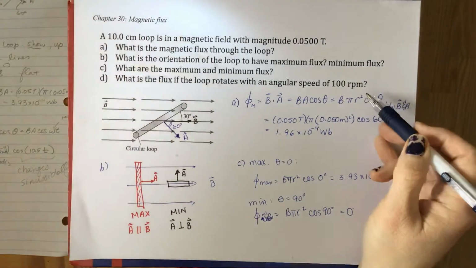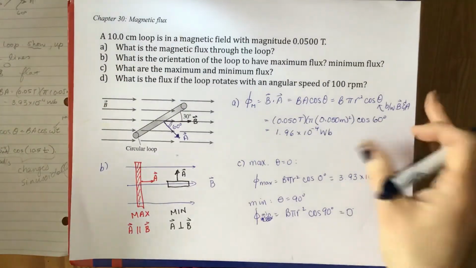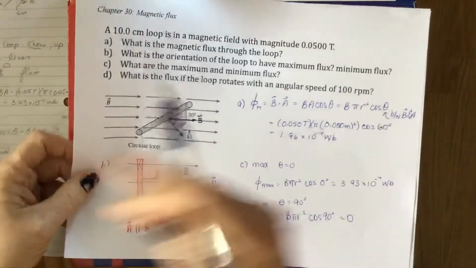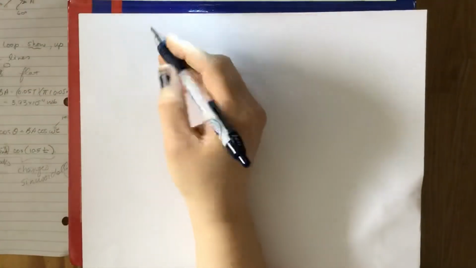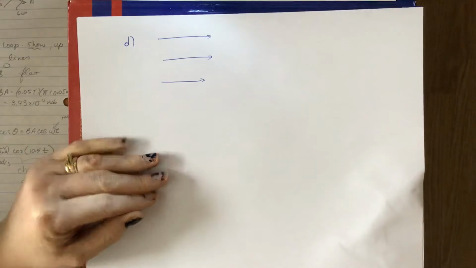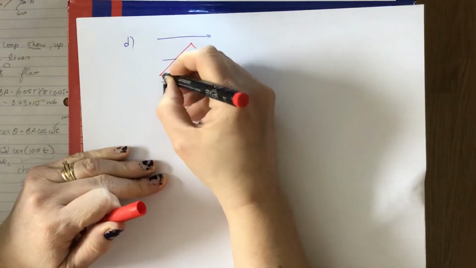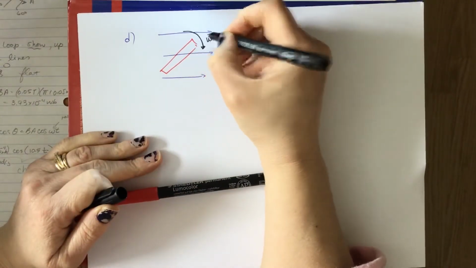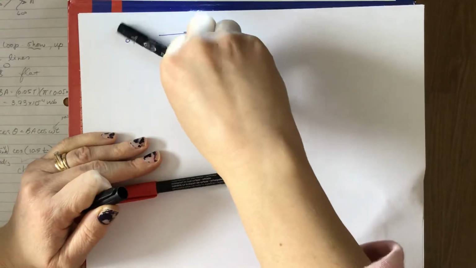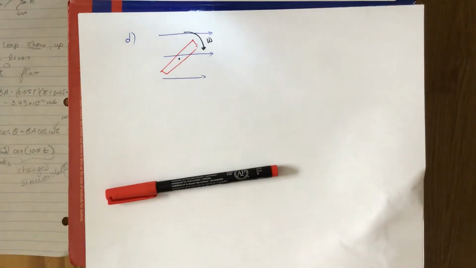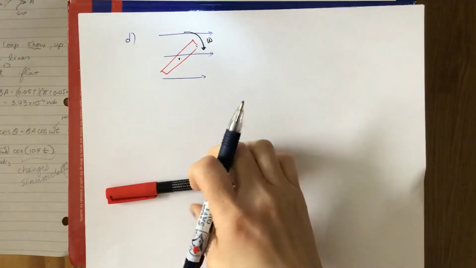The last part of the question now is, what is the flux if the loop rotates with an angular speed of 100 RPM? So now we have our loop. It's not just static, this time it's moving. So for part D, let's just do another very quick sketch. There's our loop. It's in the field, and it's rotating in the field. Let's make the assumption that it's rotating about the middle, so it's just spinning like this. I think it would get weird if it was toppling another way. It might come out of the field. So we're going to assume it always stays in the field and it's rotating about the middle.